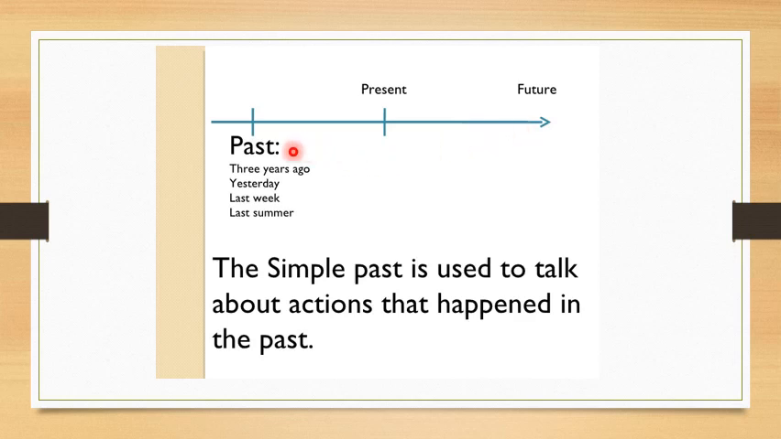In the past tense, the time expression shows that it is a part of past tense. For example, 3 years ago, yesterday, last week, last summer. These are the time phrases. Simple past tense is used to talk about actions that happened in the past, and the time phrase shows that it has been done in the past.